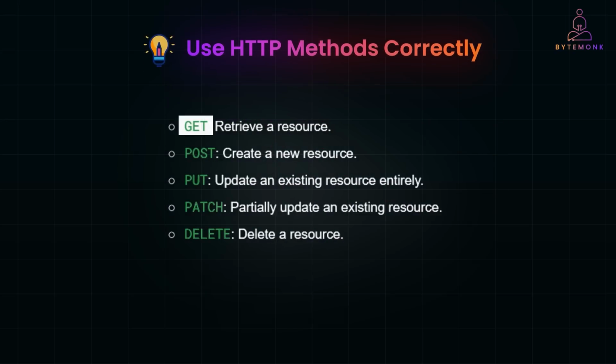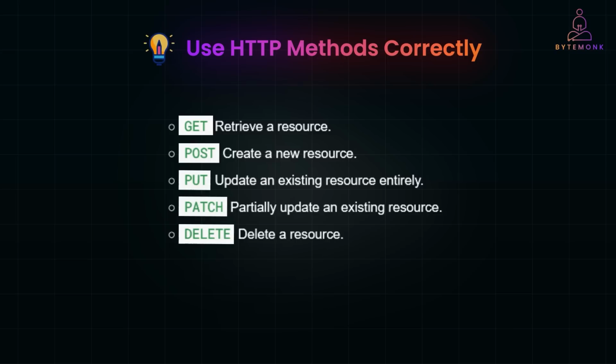GET is to retrieve data and should always be idempotent, meaning multiple identical requests should have the same effect as one. POST is to create a new resource and is not idempotent. PUT is to update an existing resource entirely, which is always idempotent. PATCH is to partially update an existing resource, which is not necessarily idempotent. And DELETE is to delete a resource and is always idempotent, because if you delete the same resource 10 times, it's going to have the same effect.